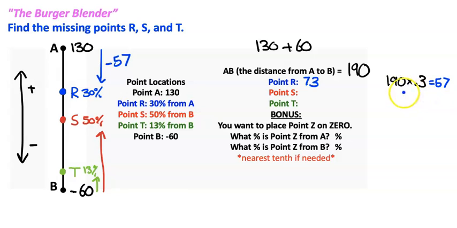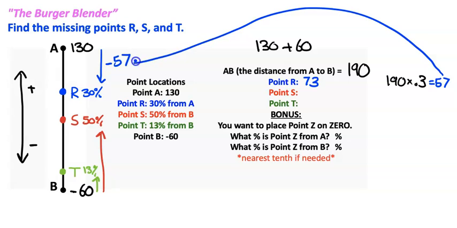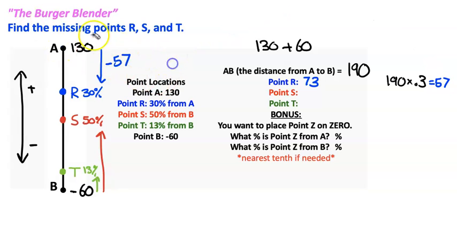73. Okay, so again, everybody can find this part. I can take 190 times 0.3 and get 57. 57 is not your answer. 57 is the jump from point A to point R. Okay, so please be very, very careful with that, students.